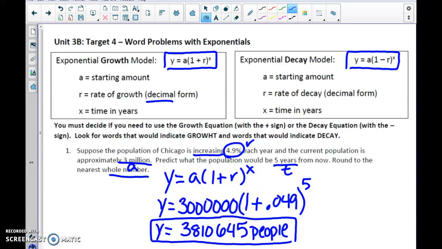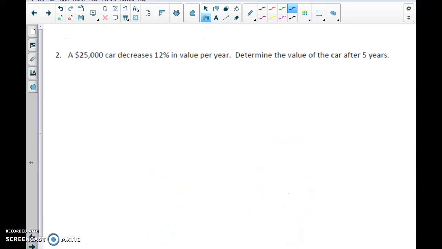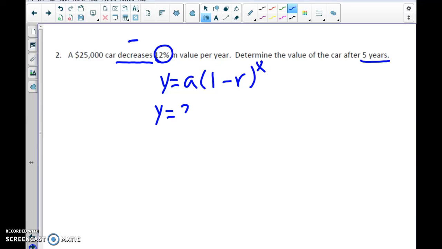So let's talk about a decay problem really fast so I can show you what it means. So if you bought a car for $25,000, it decreases. That means you're going to use the minus sign 12% every year. Determine the value of the car after 5 years. And so we're going to use our decay model. And all you have to do is put the numbers in the right spot. So A is my initial. I bought a car for $25,000 times 1 minus my rate is 12%. That is 0.12. And I want to know after 5 years.